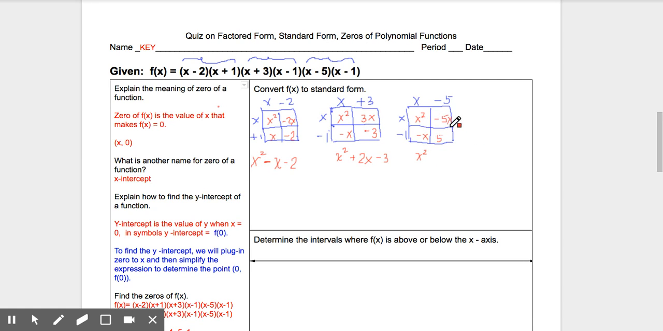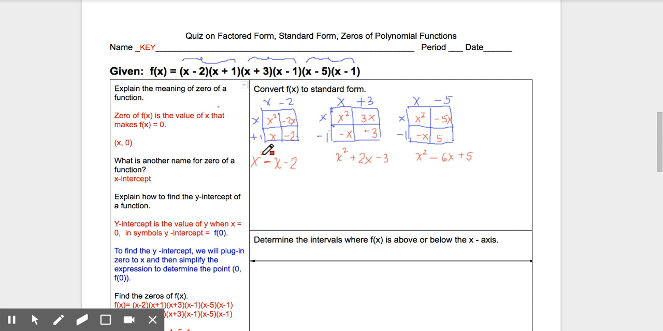Now these two are both negatives. Because they have the same sign, we are going to add them up. So 5 plus 1 gives us 6, but they're both negatives. So when we combine negatives, we get negatives. So negative 6x. Then we bring down the plus 5.